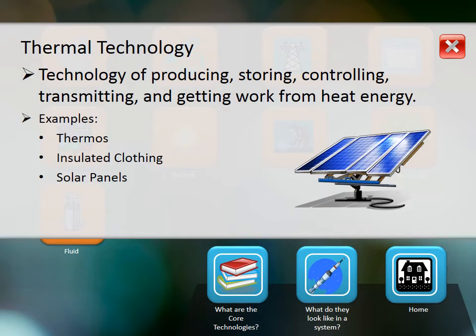Our next technology is thermal. What do you think of when you hear thermal? Okay, heat. You're producing, storing, controlling. You're getting work from heat energy. One of the things that's really popular with heat is solar panels. You also have insulated clothing, which would be listed from our knowledge with outer space.